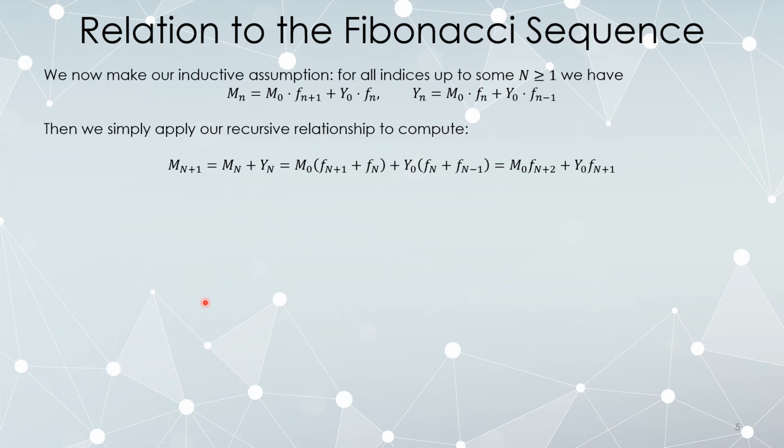Well, capital M sub N plus 1, the number of mature bacteria at the next day, was recursively defined as the number of mature and young bacteria we had the day before.